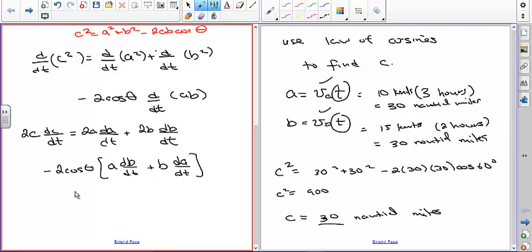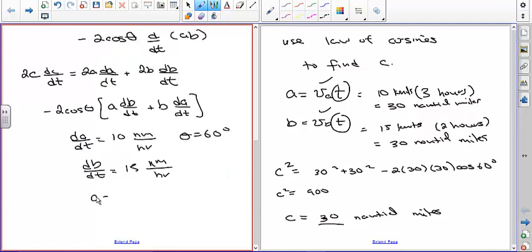So what we're saying is that dA/dt equals 10 nautical miles per hour, and dB/dt is 15 nautical miles per hour, and theta equals 60 degrees. And what else do we know? We know A is 30 nautical miles, B is 30 nautical miles, C is 30 nautical miles.